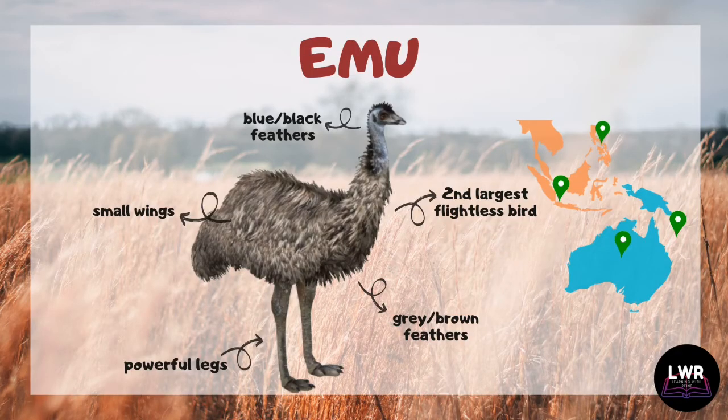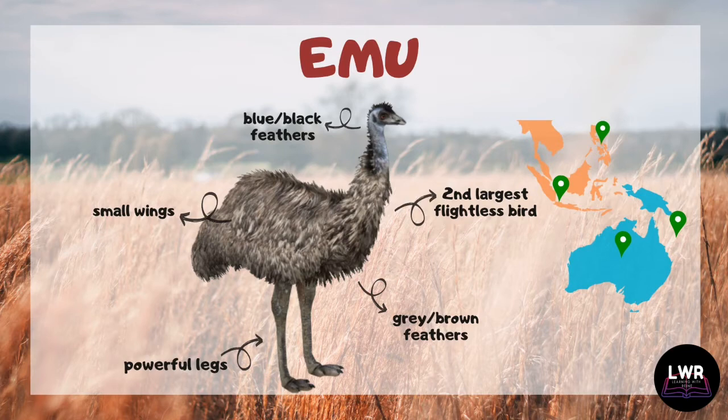The second largest flightless birds are emus, which are all over Australia, but they can also be located in Indonesia, Papua New Guinea, Philippines, and Solomon Islands. These giant birds have an incredible speed and they can reach up to 48 kilometers per hour. Plus, they are good swimmers.